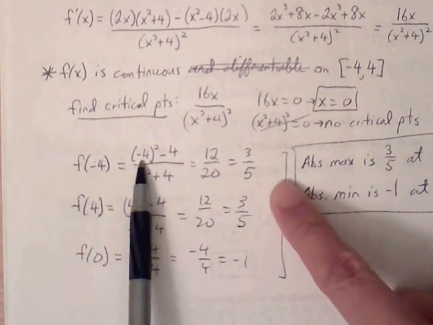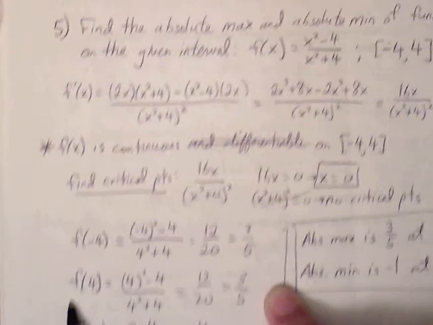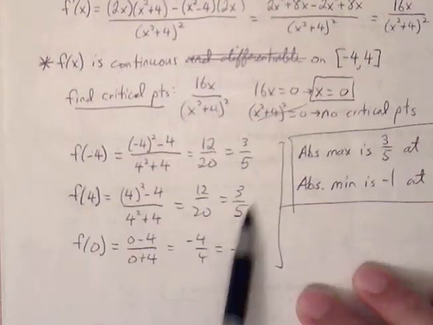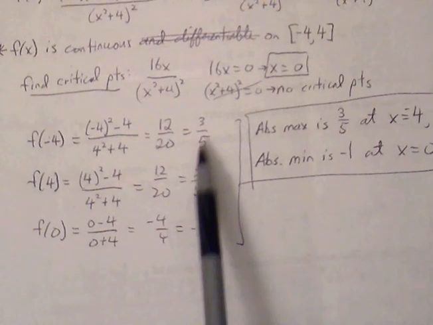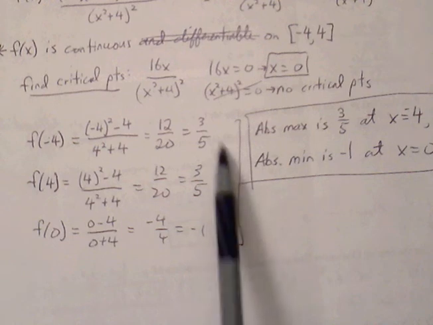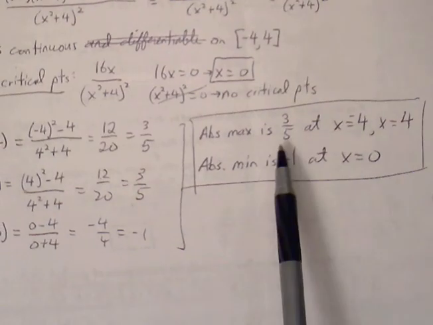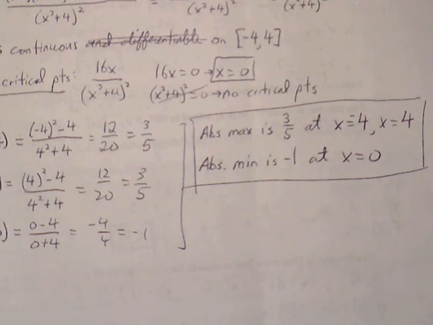So -4 gives us 12 over 20, which is 3/5. Plug 4 back into the original function, and that will also give us 3/5. Plug 0 back into the original function, and we'll get -1. So therefore, we have 3/5 is greater than -1. We have a shared absolute maximum at 3/5, and we have an absolute minimum at -1. So we can say the absolute max is 3/5 at x equals -4 and 4. The absolute minimum is -1 at x equals 0.